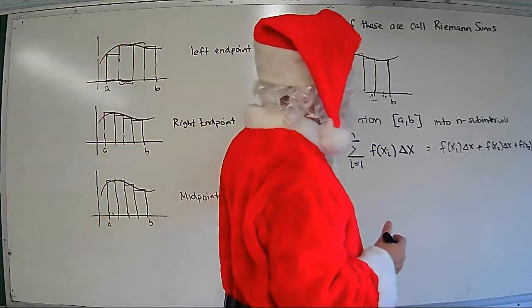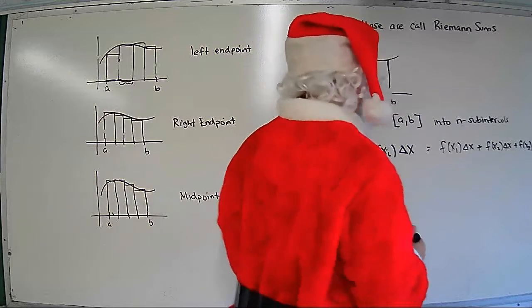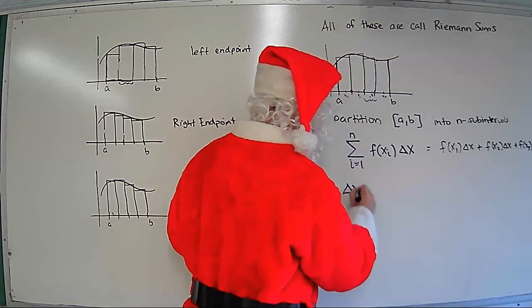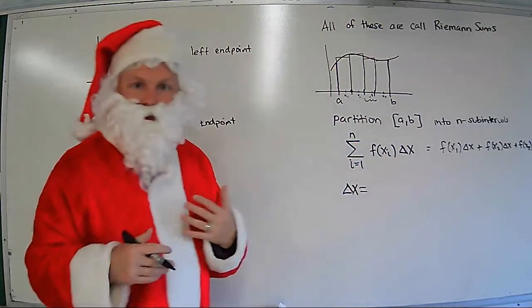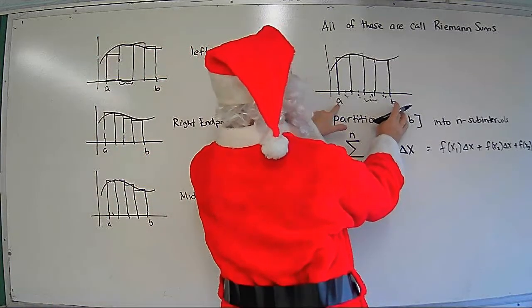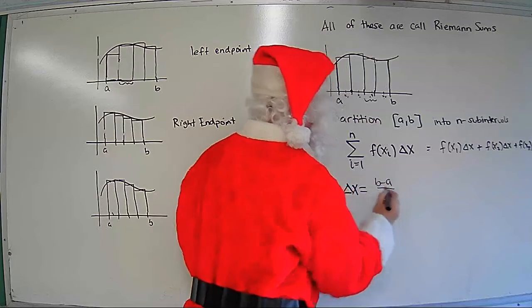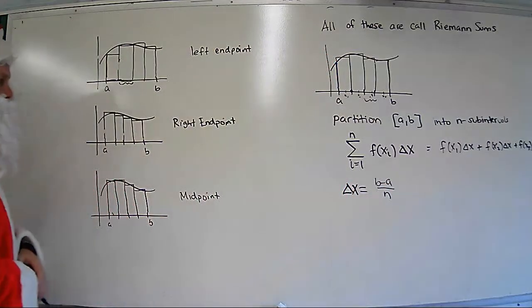So we partition the interval a to b into n subintervals, and we'll just say, by the way, that delta x, if they're all going to be the same width, and if I have n of them, it's going to be this whole distance divided by n. So delta x is going to equal b minus a divided by n.